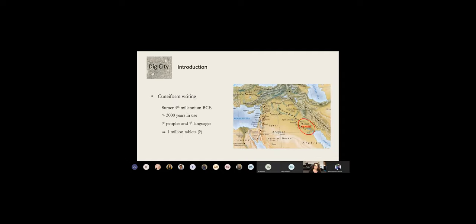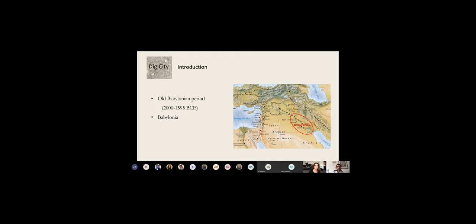The Sumerians, based in the south of Mesopotamia, near the Persian Gulf, developed this writing system at the end of the 4th millennium BCE. It was in use for more than 3,000 years by various peoples who used it to write various languages, such as Sumerian, Akkadian, Babylonian, Assyrian, Hittite, Elamite, and so on. There are an estimated 1 million cuneiform tablets kept in various museums and collections all over the world, only a small part of which, about 15%, has been deciphered, translated, and studied.